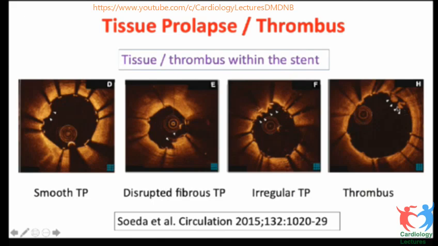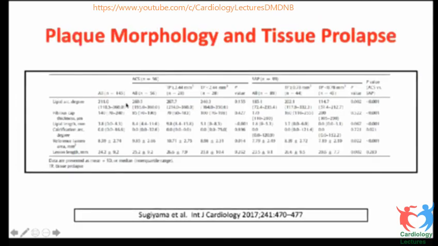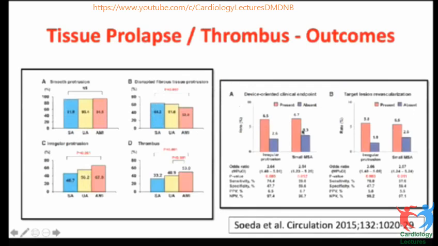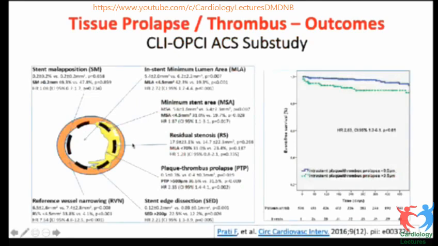When you have a prolapse which is more than 250 micron thickness, that is classified as thrombus. So this is more common in ACS lesions. And if you look at the outcomes, the irregular prolapse has the same type of outcome as your underexpanded stent. We all know underexpanded stent is the most important critical outcome. You can just see the same amount of outcome events caused by irregular tissue prolapse. Okay, and another study has shown that tissue prolapse more than 500 microns has been associated with the event rate.